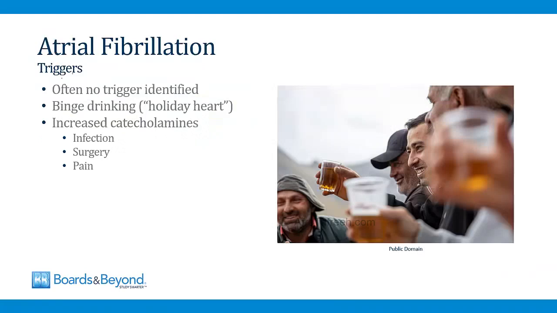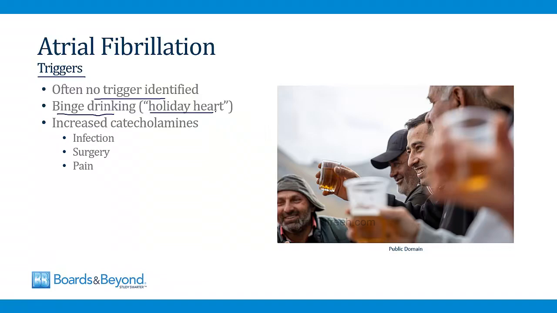Some patients with atrial fibrillation have a trigger that causes the arrhythmia to occur. Now, for many patients, there's no trigger identified, but there are some where a trigger is identified, and you should be aware of these. A classic one is binge drinking. This is sometimes called the holiday heart. There are certain patients of mine who anytime they go out and have more than one glass of wine, they go into AFib. And once you figure that out, you have to caution them to avoid alcohol, to avoid going into AFib.